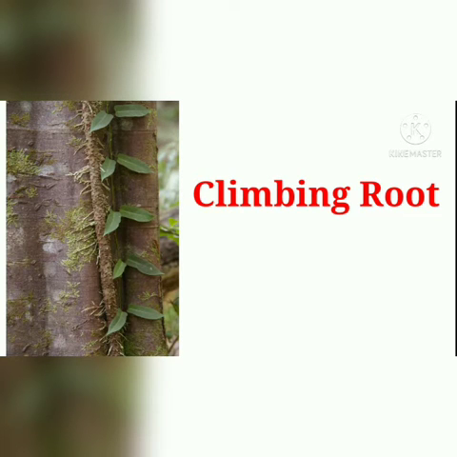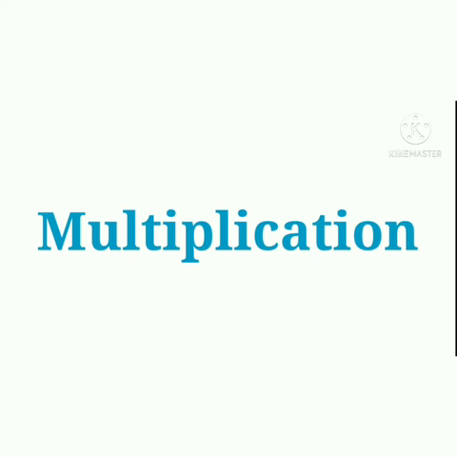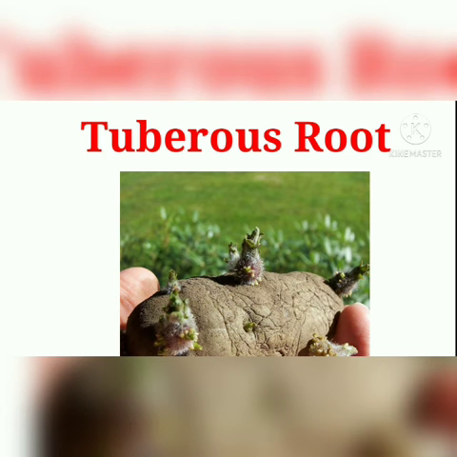Climbing roots. Roots take support of walls, rocks or trees and help the plant to climb. Examples are money plant, betel and black pepper. Multiplication. Tuberous root. Root tubers such as those of dahlia, asparagus and sweet potato are modified food storing adventitious roots and may also give rise to new plants.